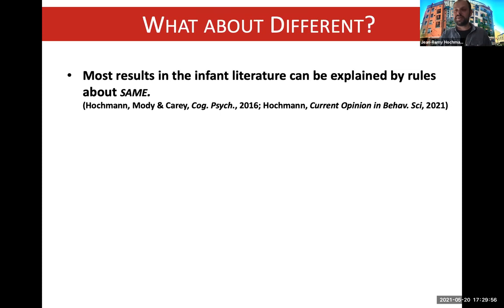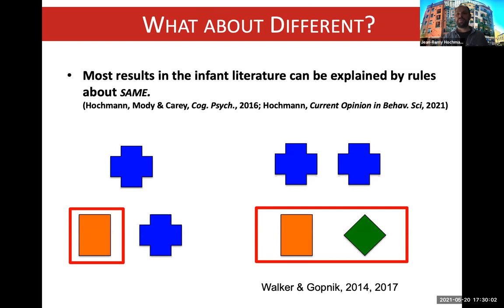And the reason is that every time you're trying to teach something to infants about different, you have to contrast different with something. And what you can contrast different with is same. So if in a match to sample I want to teach infants to choose the figure that is different, I will have to contrast it with a figure that is the same. And therefore, infants might be learning not to choose different, but to avoid same. And same thing here, if I choose participants like Walker and Gopnik have done to select the pair of tokens that are different, they might be learning just to avoid the pair of icons that are the same.